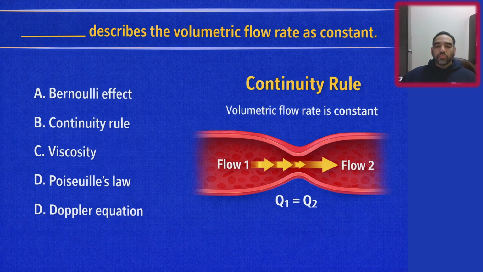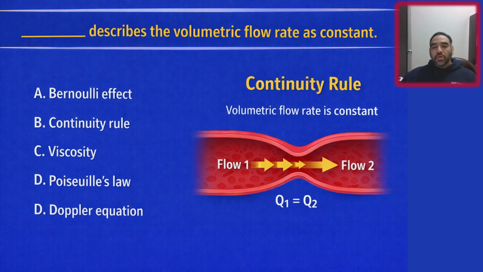So let's just recap. The continuity rule, or continuity equation, states that flow is equal to area times velocity, and in a closed system like a blood vessel without any leaks, volumetric flow rate remains constant. So if the vessel is narrow, area decreases, and velocity must increase so that flow Q stays the same. That's why blood speeds up in stenosis. The key idea is that continuity equals conservation of mass, which equals constant volumetric flow rate.